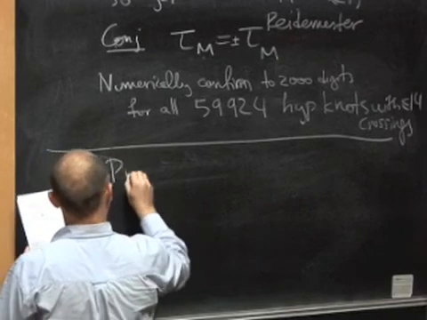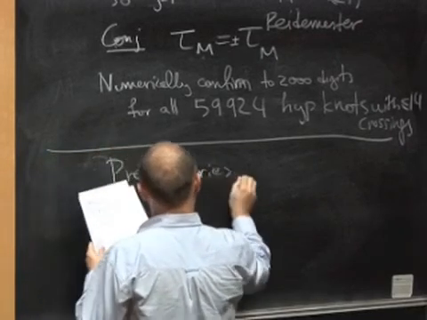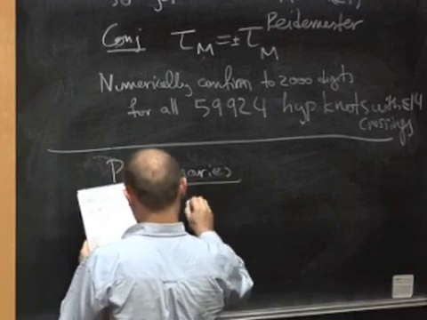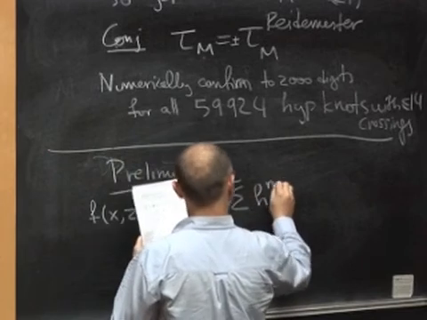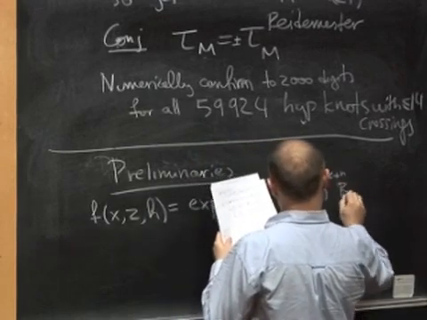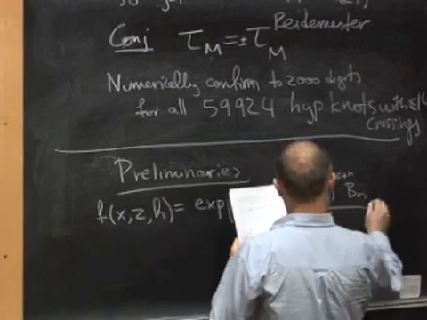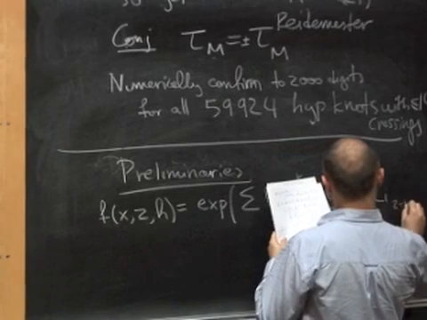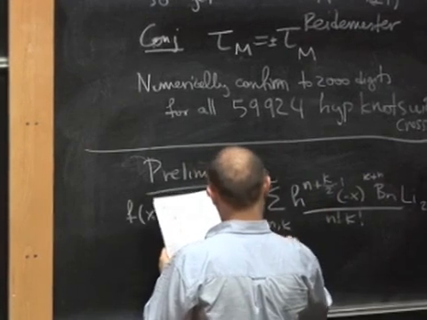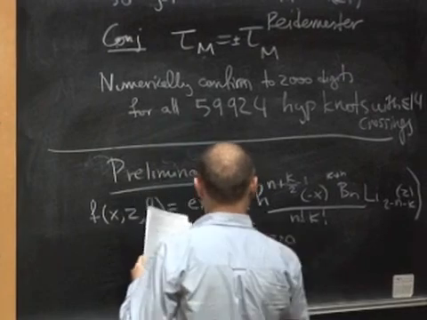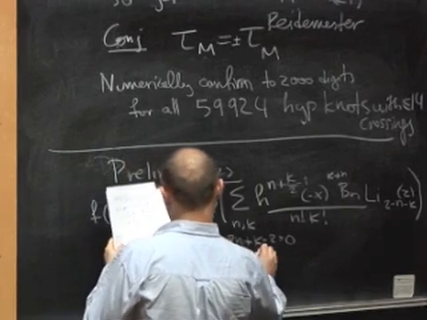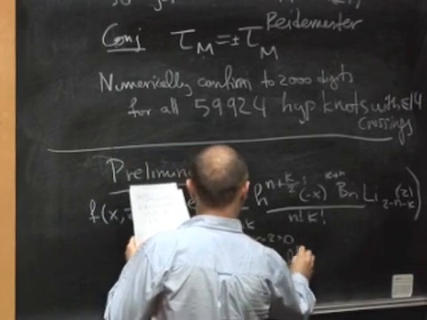So I need some preliminaries. So we're going to use some special function. What is our special function? F, variables here. It's the exponential of a sum of h times a polylogarithm, but a negative polylogarithm. Okay, so this is a power series in X and H to the one half.